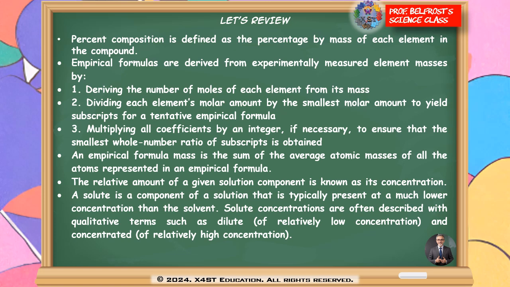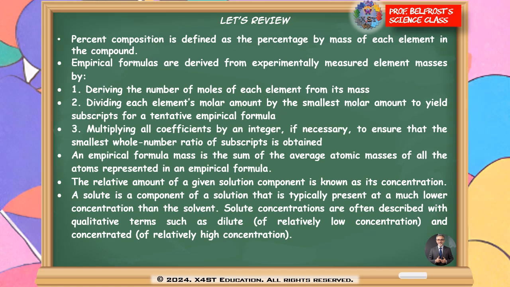So let's review a little from our last lesson. Percent composition is defined as the percentage by mass of each element in the compound. Empirical formulas are derived from experimentally measured element masses by three steps: derive the number of moles of each element from its mass, divide each element's amount by the smallest mole amount to yield the subscript for a tentative empirical formula, and multiply all coefficients by an integer if necessary to ensure that the smallest whole number ratio of subscripts is obtained. That's the three steps.